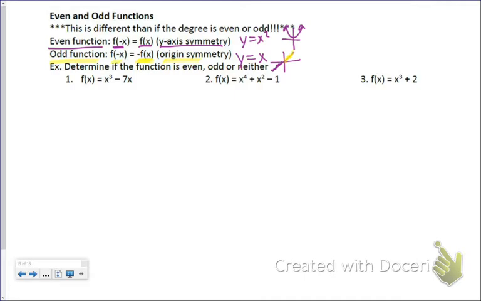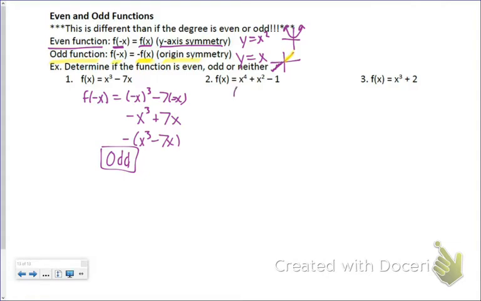So let's try these examples. I'm going to replace x with negative x. If I do negative x to the third power, it is going to be a negative x to the third power, because it's a negative times a negative times a negative. If I do negative 7 times negative x, that's going to give me a positive 7x. Well, this function is the exact same as my original, but all of my signs are different, which means it's the same thing as the original function with a negative on the outside, which means that this function is odd.